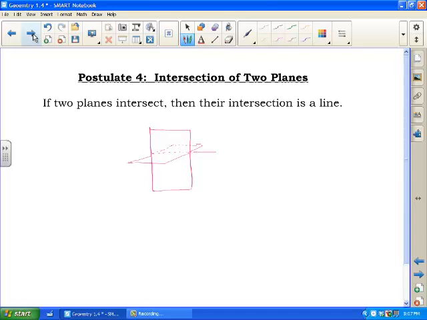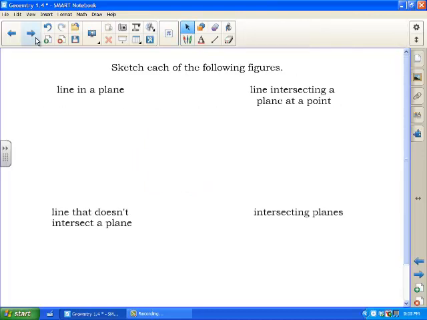So the postulate tells us that if two planes intersect, and we're not talking about 747s crashing somewhere, but two geometric planes intersecting, then their intersection is a line. So look at where a wall meets the ceiling or the floor. At either one of those places you have a line. Anytime you have two planes that meet, if you traced along the edge of where they meet, you would be making a line. Okay, so let's sketch some of these things now.